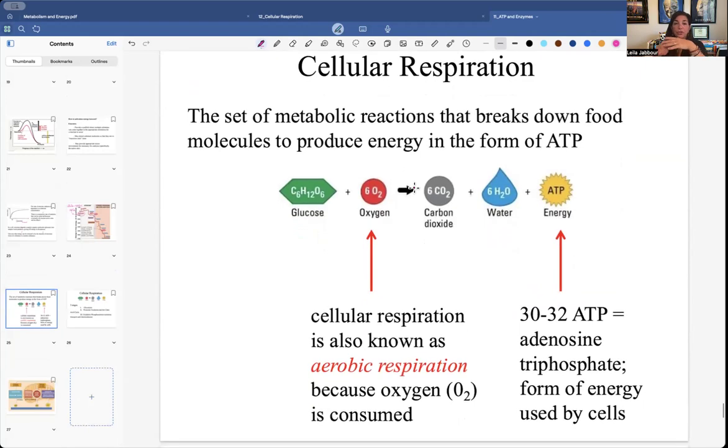So cellular respiration is the set of metabolic reactions that break down food molecules to produce energy in the form of ATP. It's brilliant. Food comes into our body, the cell is busy taking that food, breaking it down, and creating ATP molecules out of it for the body's own cells to survive. So here's glucose. And for the process to work, you need oxygen molecules. And the goal is to produce ATP. That's the goal.